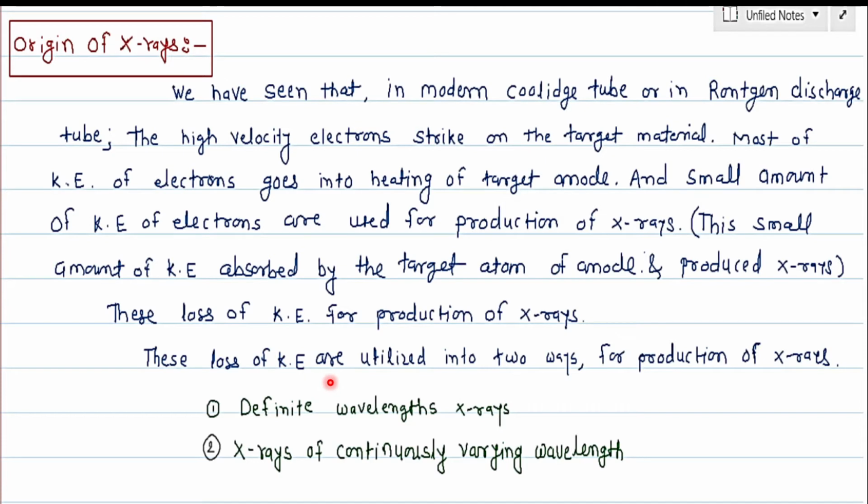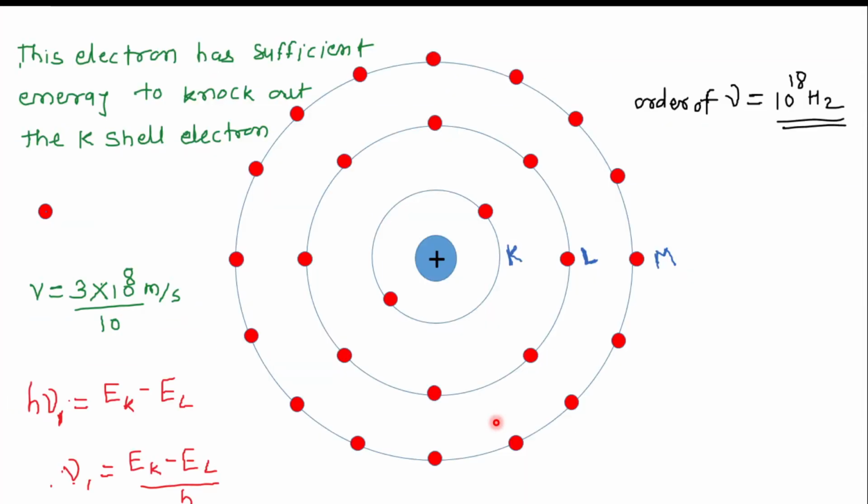This loss of kinetic energy is utilized in two ways for production of X-rays: one is definite wavelength X-rays, called characteristic spectra or line spectra, and the other is X-rays of continuously varying wavelength, that is the continuous spectra. So in this video we are going to discuss these definite wavelength X-rays, or characteristic X-rays.